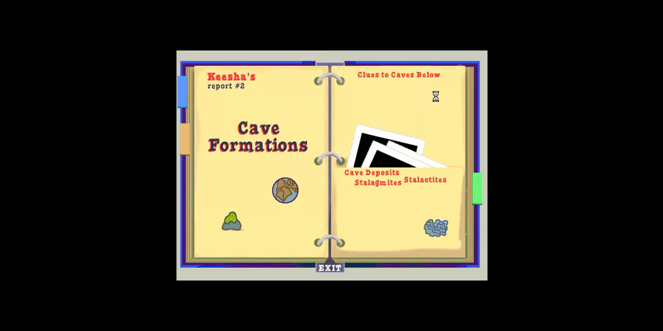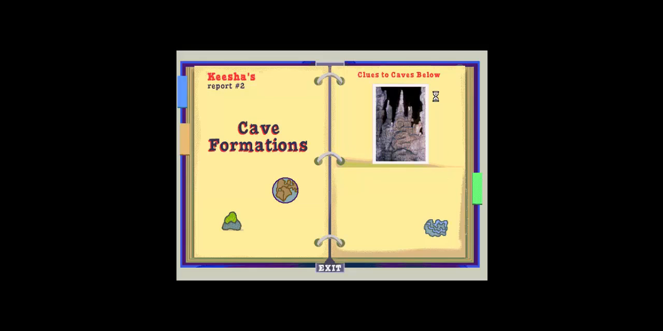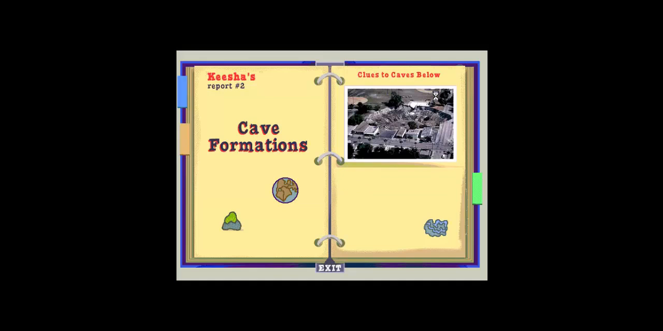Clues to caves below. Sometimes there are clues on top of the land that will tell you if there are caves underneath. The most useful clue is called a sinkhole. Sinkholes show where caves have caved in or where a stream begins to flow underground. Areas with large rounded hills that have many caves and sinkholes are called karst areas.